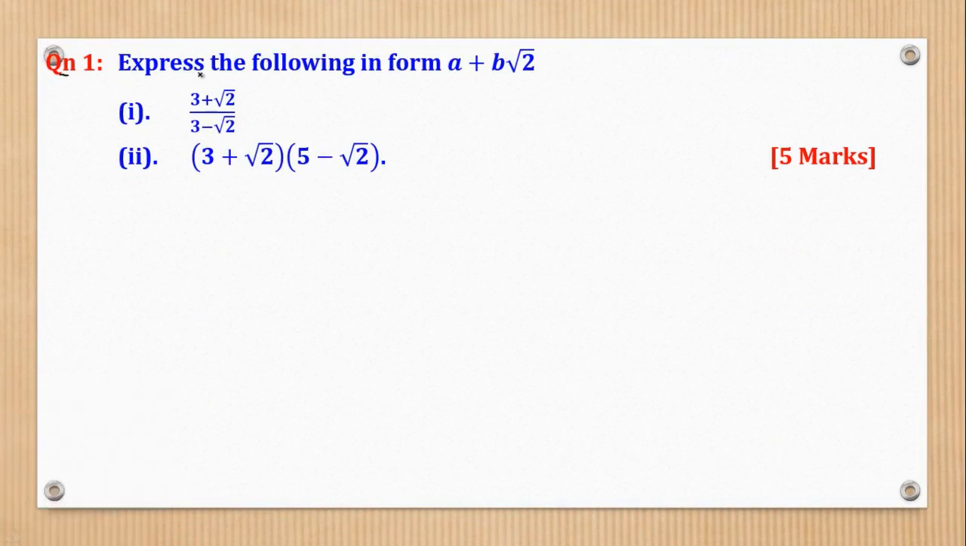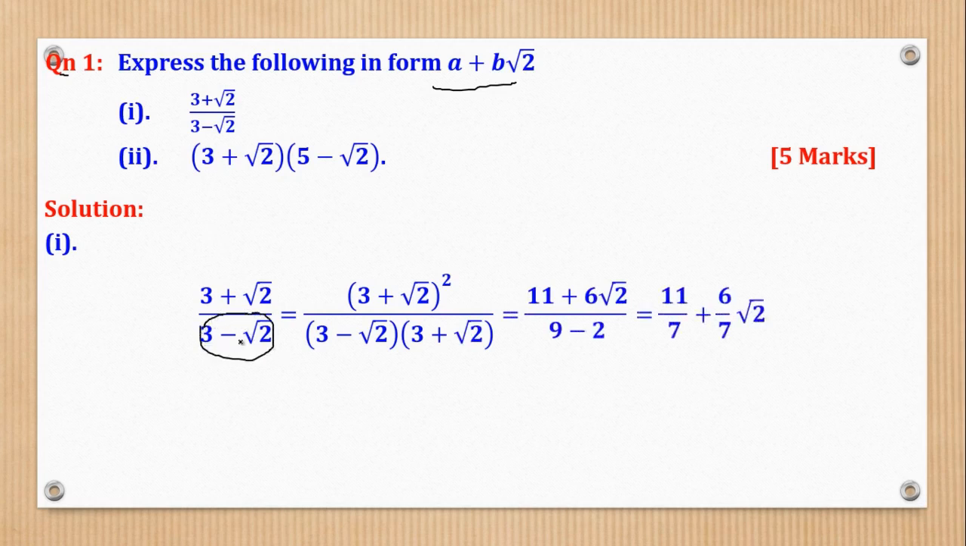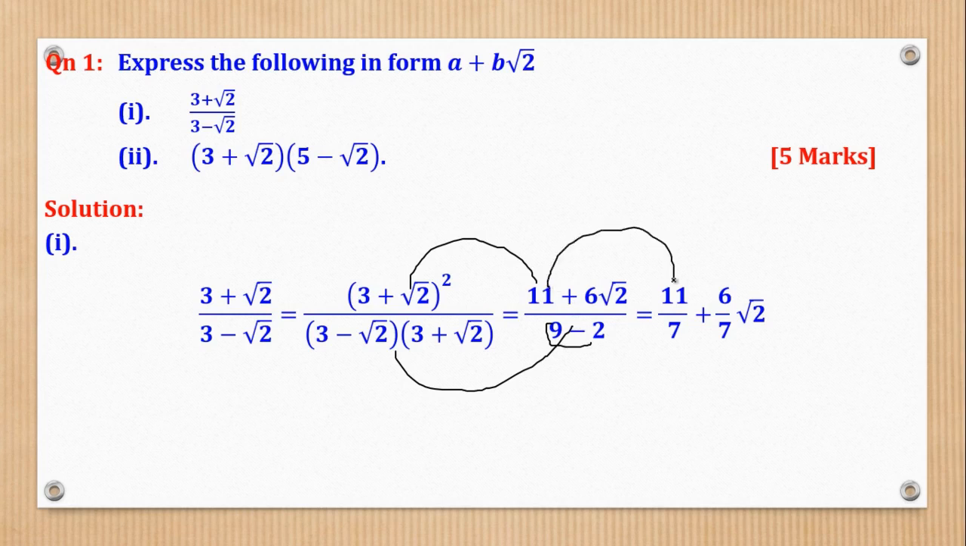So question 1 said, express the following in the form a plus b root 2, Roman 1 and Roman 2. So just start with Roman 1. Roman 1 is the quotient, meaning you have to rationalize. So when I multiply up and down by 3 plus root 2, I'll come up with this in the denominator and this in the numerator. Then I expand this, I'll come up with this, expand this, come up with this. And then I'll split the numerator, because this is 7, split the numerator, it became 11 over 7 and 6 root 2 over 7. And that's what they wanted.